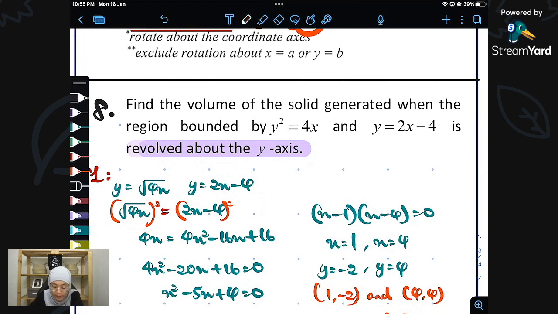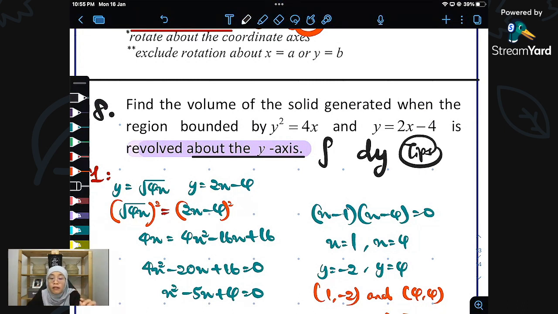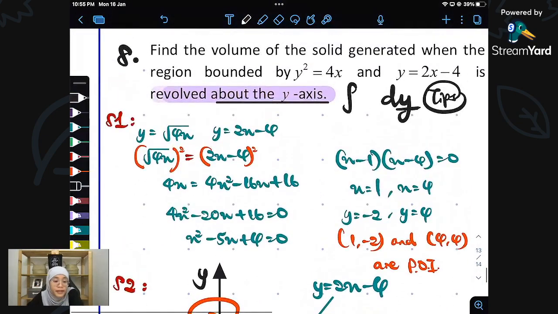So from here, what do we know? By this time, you must already know that whenever you see "about the y-axis", they are trying to give you a tip saying that you need to use the integral with respect to y. By now you should know this already because this will be my last video for volume. So I start my step 1 with finding the points of intersection.